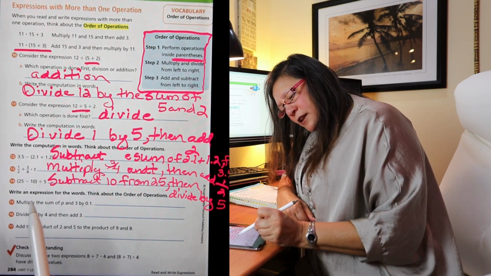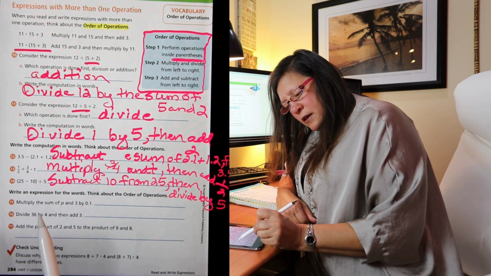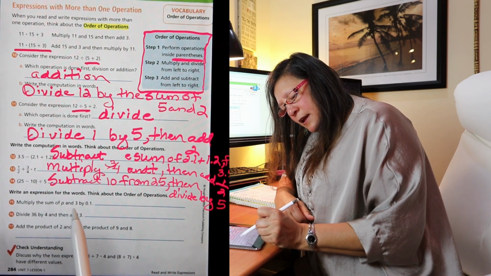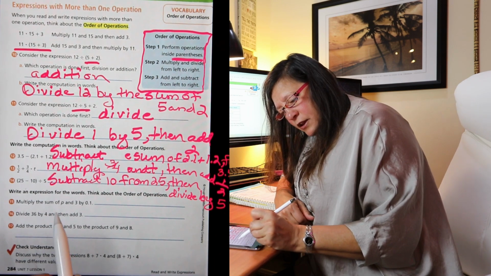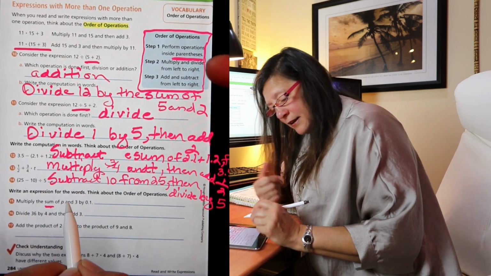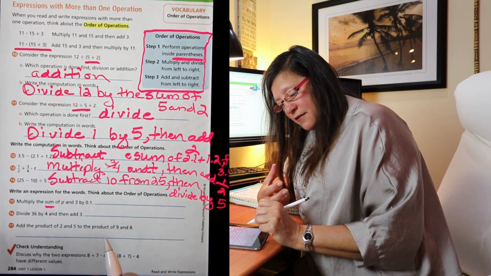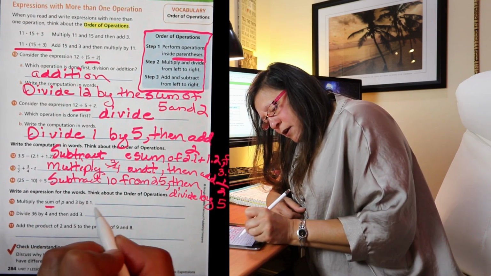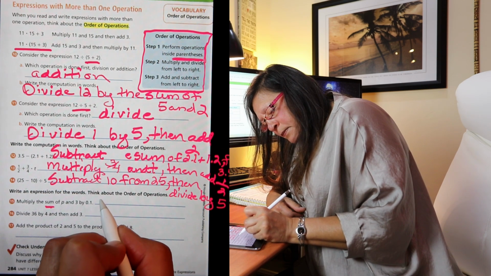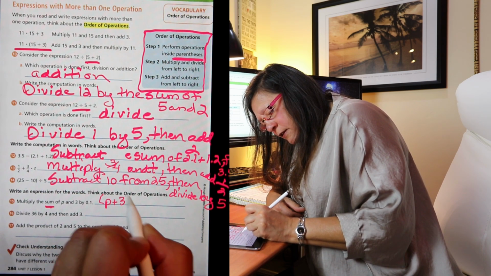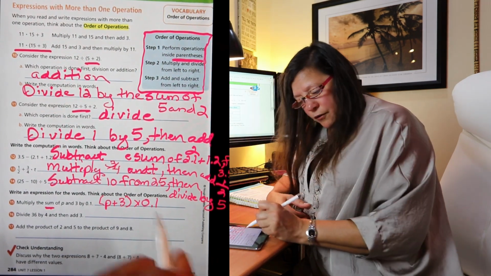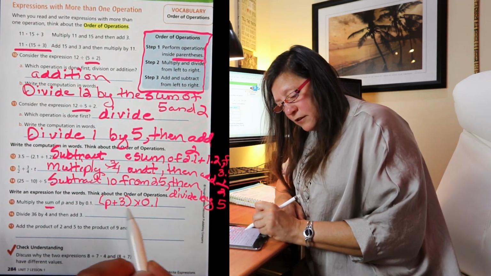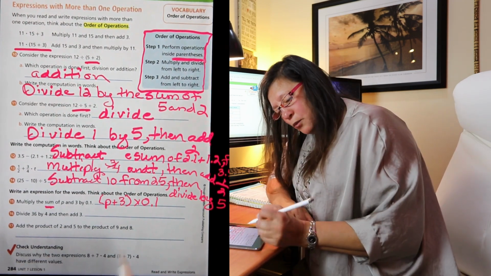Okay, 15 through 17, write an expression for the words. Think about the order of operations. Okay, let's read all of it first and then go back and write the expression side. Multiply the sum of p and 3 by 0.1. So here we have the sum of p and 3. That means we added first. So there has to be parentheses involved if you were going to add first. Okay, so we can do multiply the sum of p and 3 by 0.1. So we can do (p plus 3) times 0.1. Or you could have also done 0.1 times (p plus 3), as long as it's in parentheses, because otherwise you wouldn't have done the addition first. But because we already have the sum, we did the addition first.